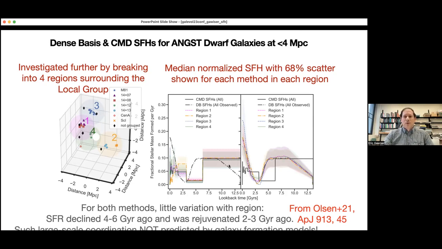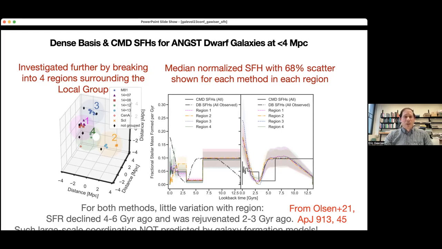And then here we're showing for the CMD-based star formation histories, the median and scatter in each of the 4 regions. Those regions are compatible with each other, except at very recent times. And in the dense basis fits, again, the 4 regions are all quite compatible with each other, with a bit of disparity for the instantaneous star formation rate. So this is not being dominated by any one region, and we found the result robust enough to publish.